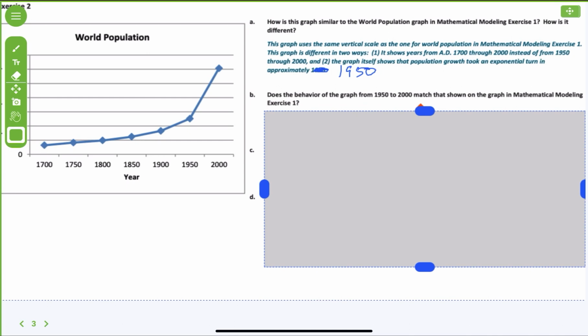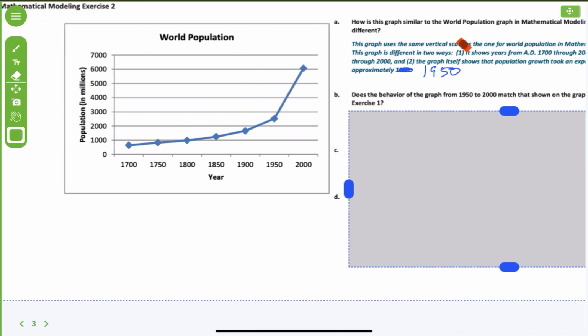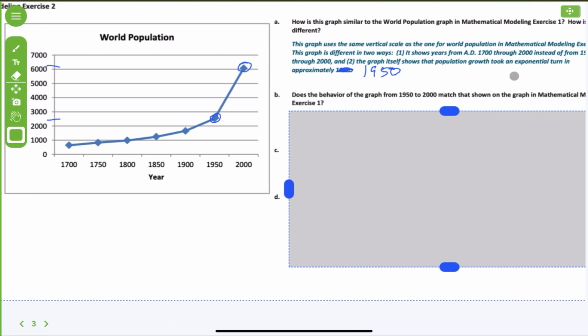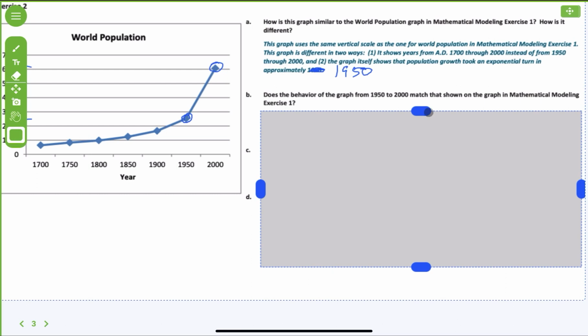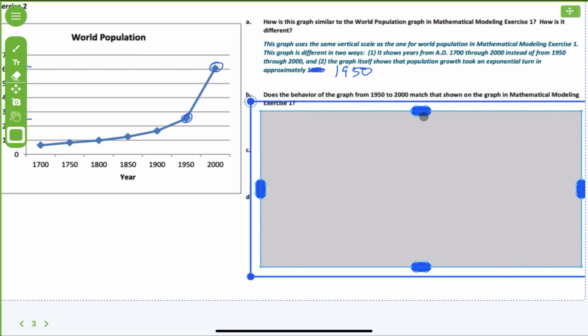Okay. So from 1950 to 2000, what did we say that the change was? We said that it went from about 2,500 to about 6,000. So yeah, it does represent the same thing, right? This is still 2,500 up to about 6,000 million, and that's all we were looking at. We weren't looking at anything previous.